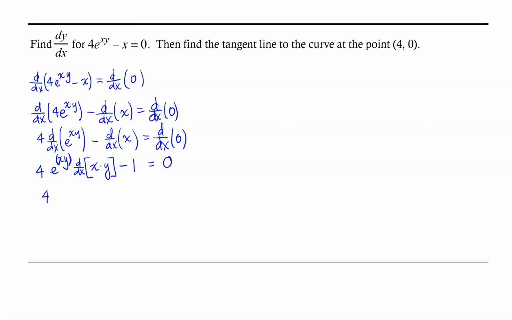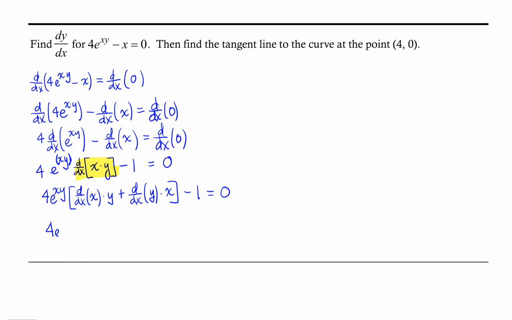So at this point we have 4e to the xy. Now to find the derivative of x times y, we're going to need to use the product rule. So this is going to be the derivative with respect to x of our first factor, or x, times our second factor, or y, plus the derivative with respect to x of our second factor, y, times our first factor, x. Minus 1 equals 0.